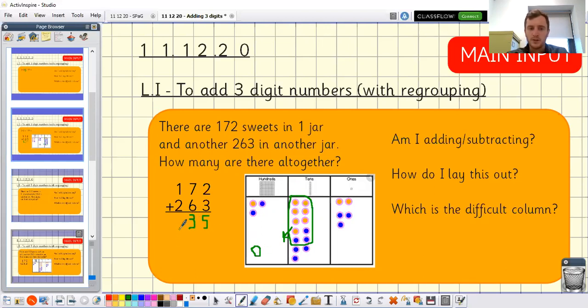And I've got an extra 100. So I'm going to put a little 1 just down below in my column method here to show that extra 100 that we've just made. Now the hundreds column should be fairly easy from here. We had 100 to start with from our 172. We've added 2 more hundreds from our 263, and we've just regrouped to create an extra 100 here. So I've got 1 plus 2 plus 1, which makes 1, 2, 3, 4 in total. So our answer should be 435. And once again, well done if you got that.